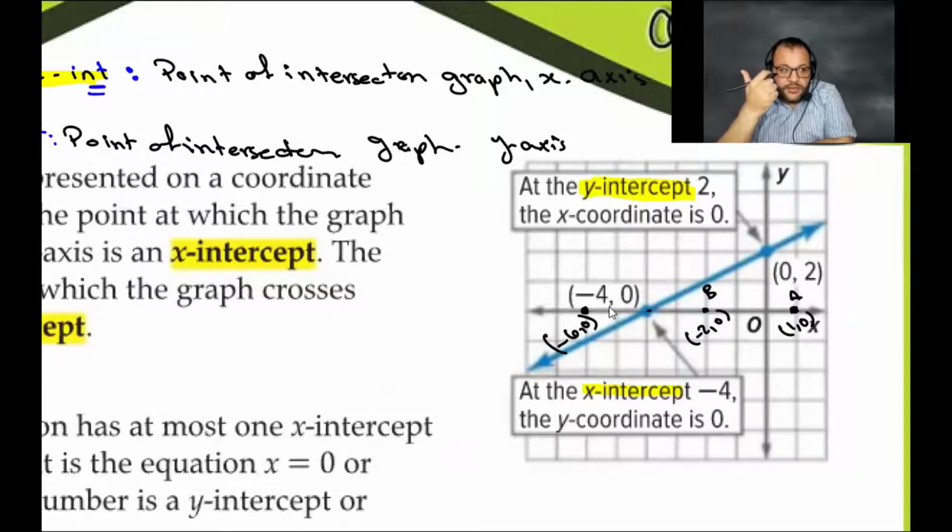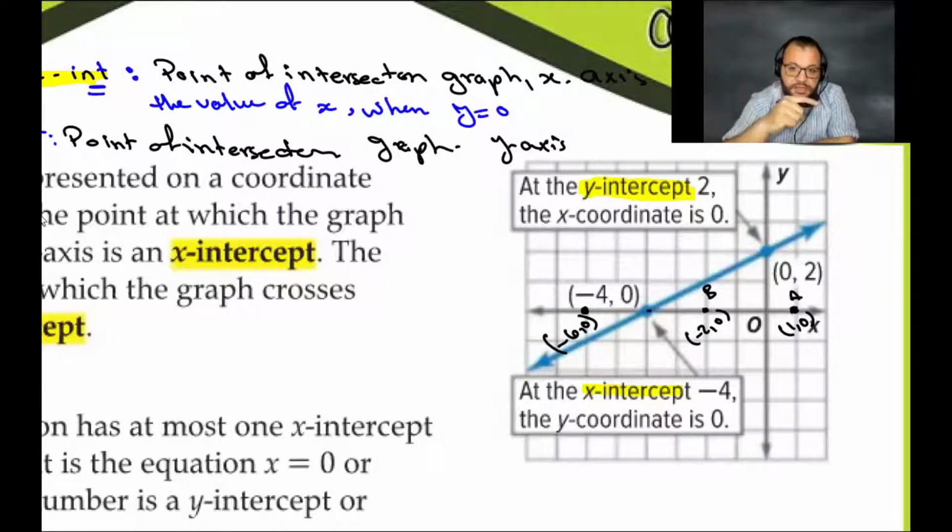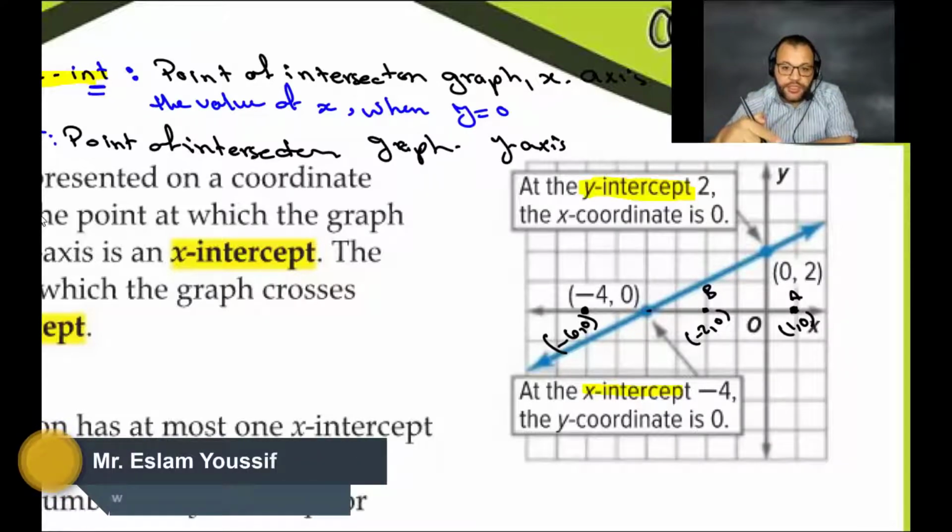So you will find that the x-intercept is the value of x when y equals 0. This point lies on the x-axis, and this point is formed from the intersection of the graph and the x-axis.